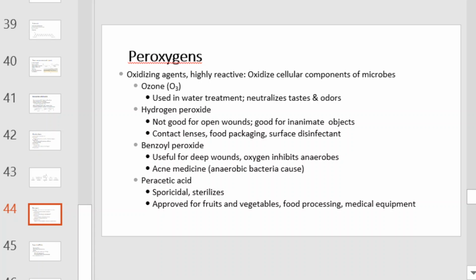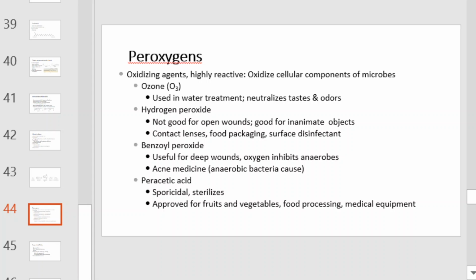Peroxygens. Peroxygens are oxidizing agents that are highly reactive. They oxidize cellular components of microbes. They include things such as ozone, hydrogen peroxide, benzoyl peroxide, and peracetic acid.